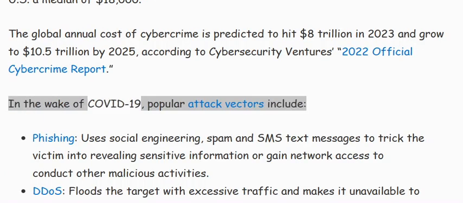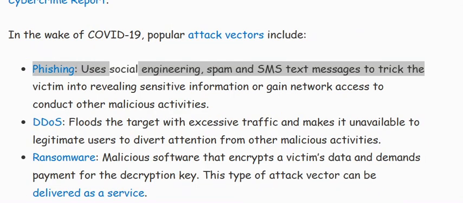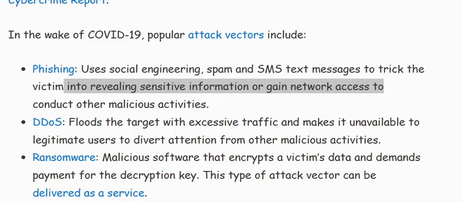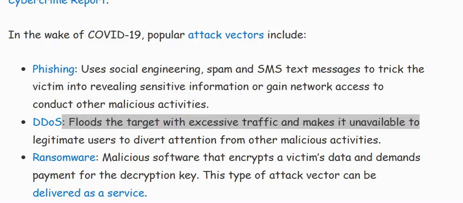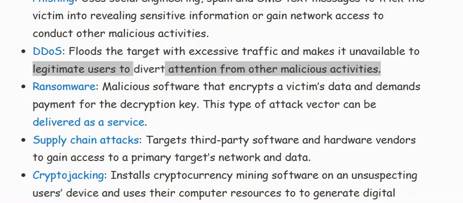In the wake of COVID-19, popular attack vectors include phishing, which uses social engineering, spam and SMS text messages to trick the victim into revealing sensitive information or gain network access to conduct other malicious activities. DDoS floods the target with excessive traffic and makes it unavailable to legitimate users to divert attention from other malicious activities.